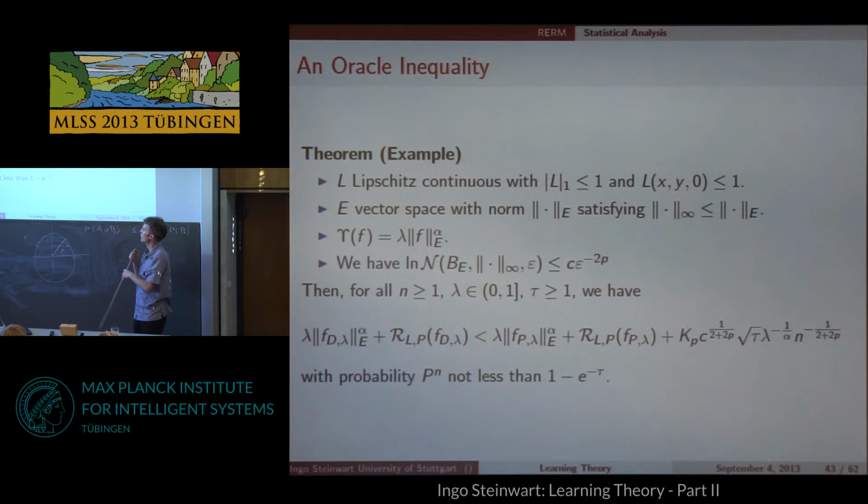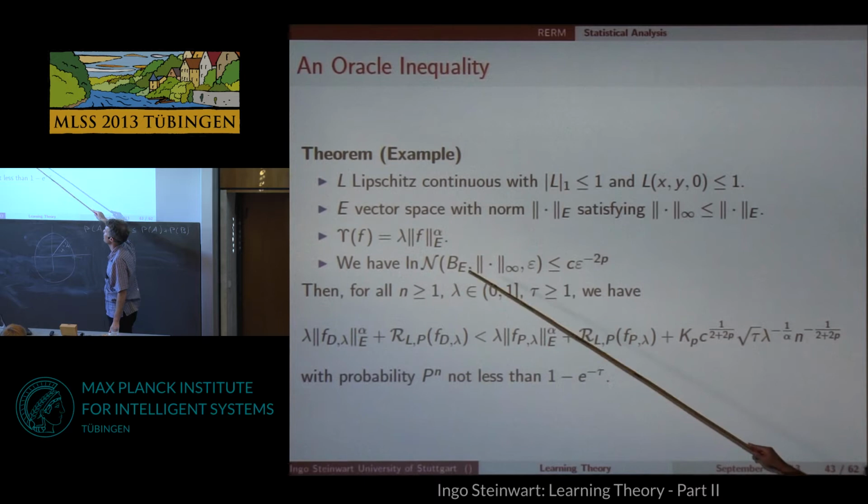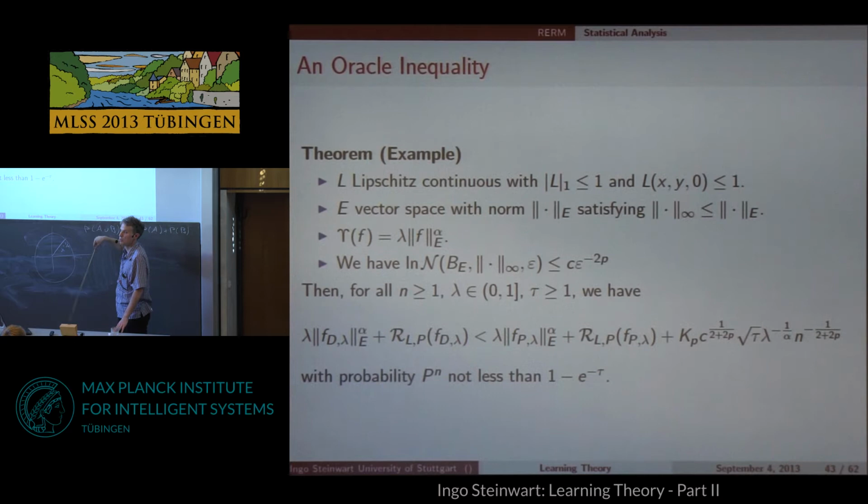So, what we see here is that we have two different norms, the norm of E and the supremum norm. And we don't require the unit ball to be compact with respect to E, but only with respect to the supremum norm. And this is why it works. This is the sweet spot.